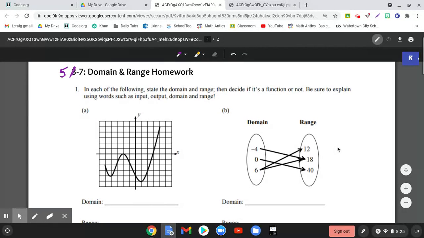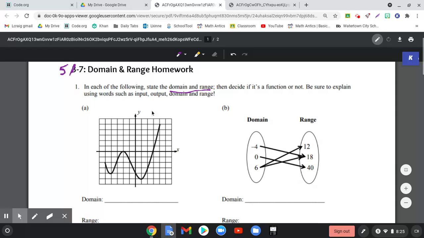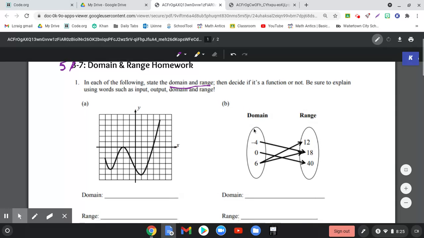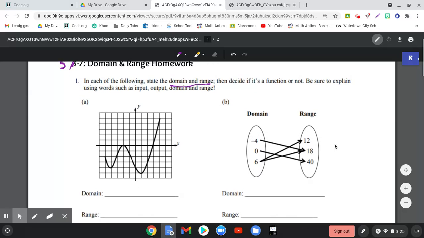Sometimes when you just look at a homework key, it doesn't always answer the question, so I figured I would go over this with you. All right, so it says in each of the following state the domain and range, then decide if it's a function or not. Be sure to explain using words such as input, output, domain, and range. All right, so the domain and range, this can be a little tricky on a graph.